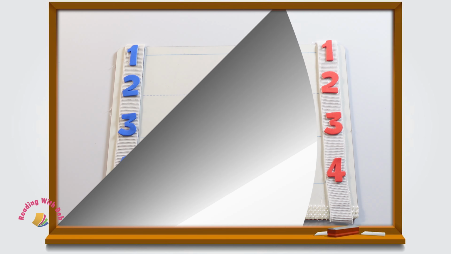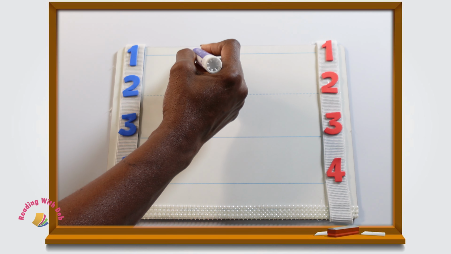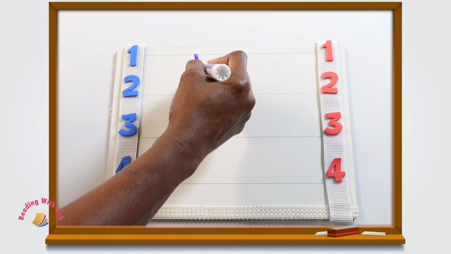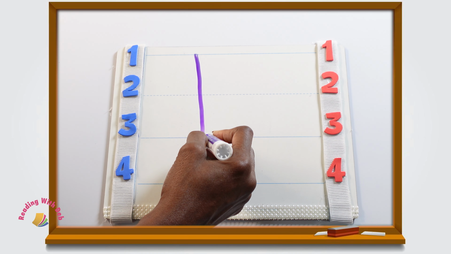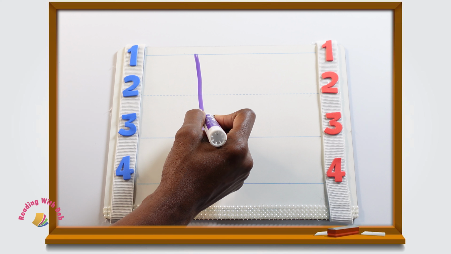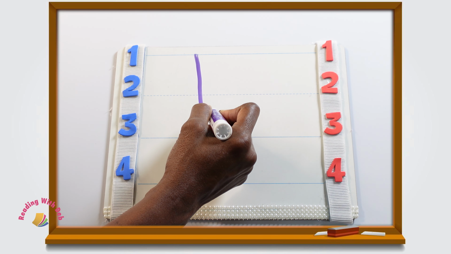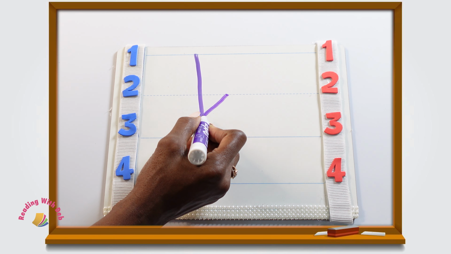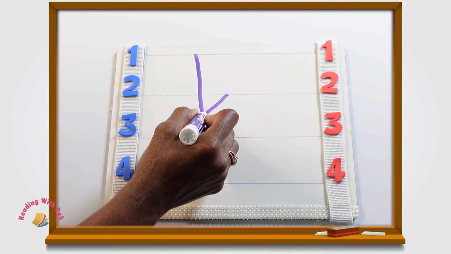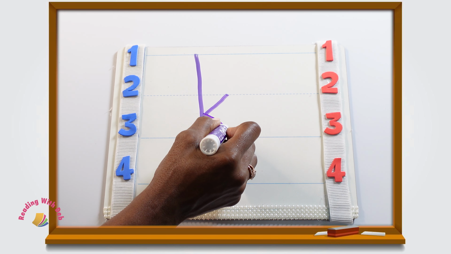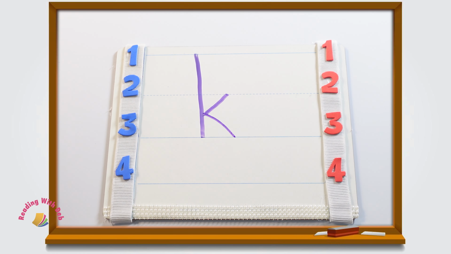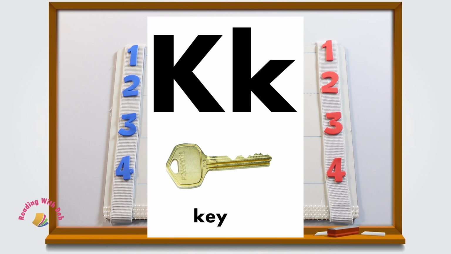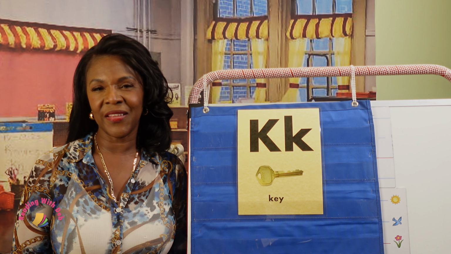Let's write it again. Go to line 1, come down to line 3, go between lines 2 and 3, slant forward to line 2, go back to the middle and slant forward to line 3. K, key, K.